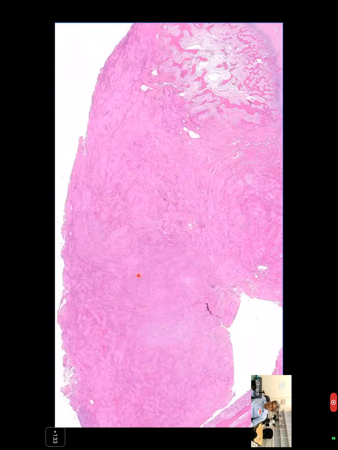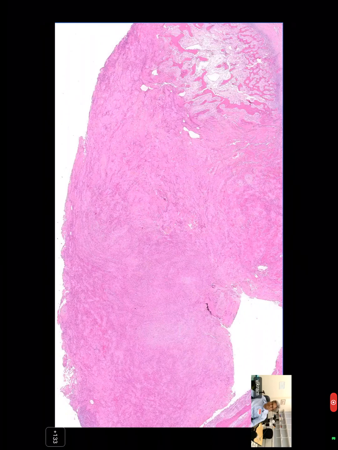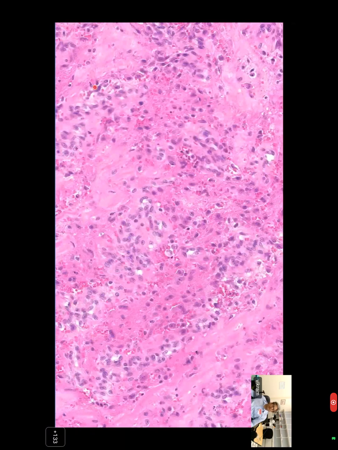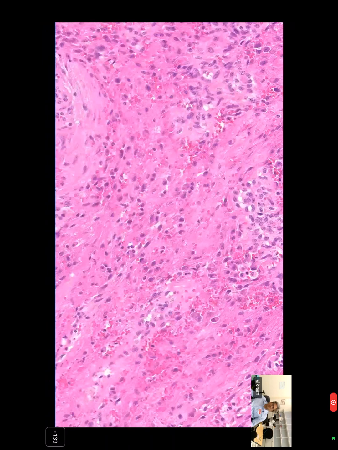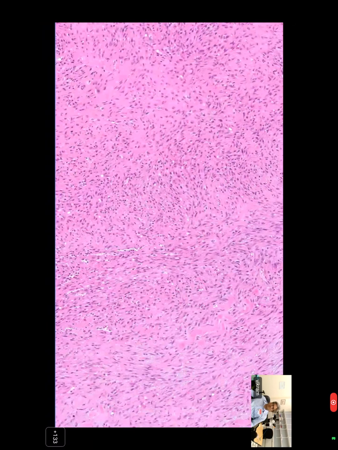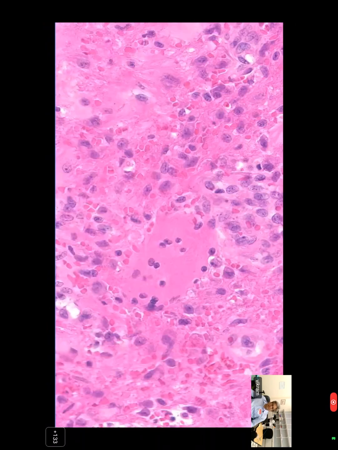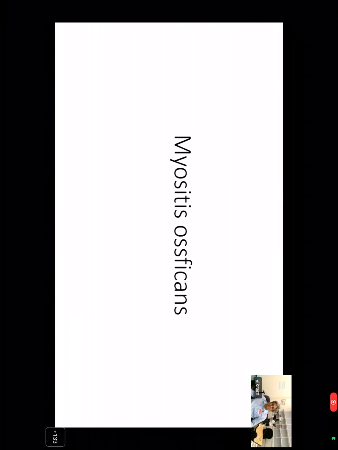This is the center of the lesion, and this is actually very, very scary. If you look at this, it almost looks as if there is vague osteoid deposition with these very immature cells. But remember, this was in the center of the lesion. And again, in the center of the lesion, some of this may be bone, some of this may be just collagen. So it did look very scary, but this is actually just myositis ossificans.